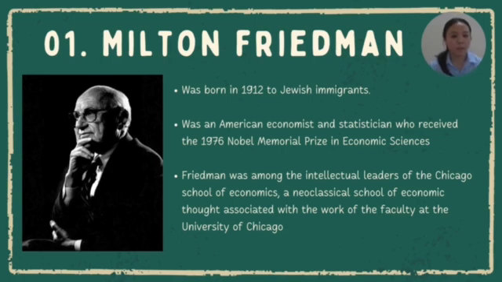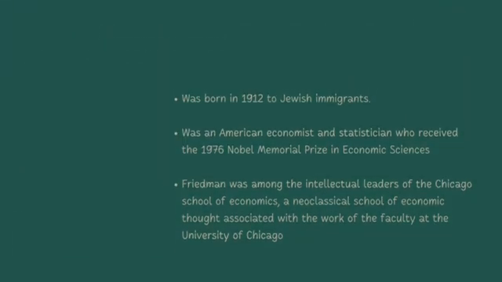Friedman was among the intellectual leaders of the Chicago School of Economics, a neoclassical school of economic thought associated with the work of the faculty at the University of Chicago that rejected Keynesianism in favor of monetarism until the mid-1970s, when it turned to neoclassical macroeconomics heavily based on the concept of rational expectations.